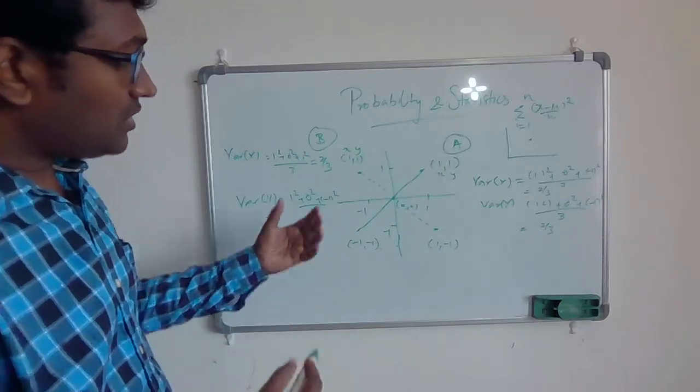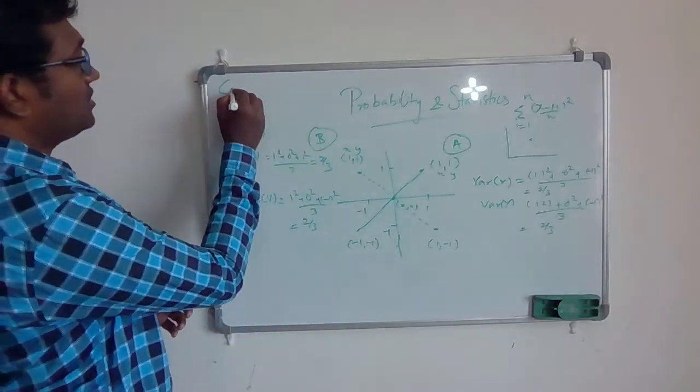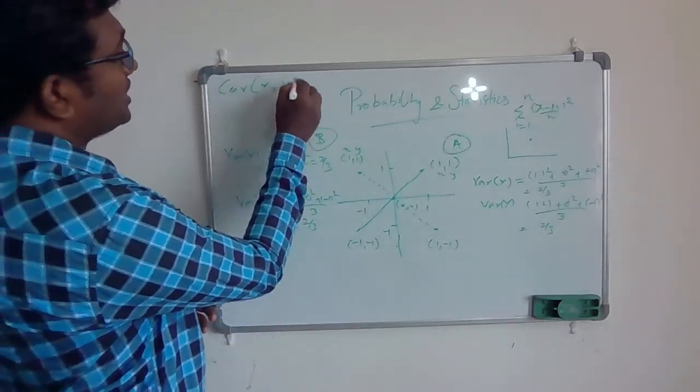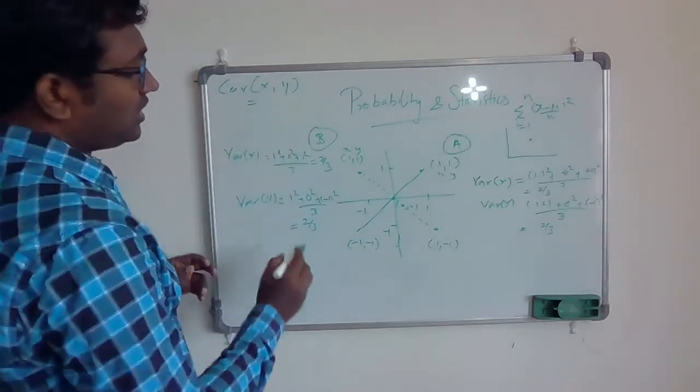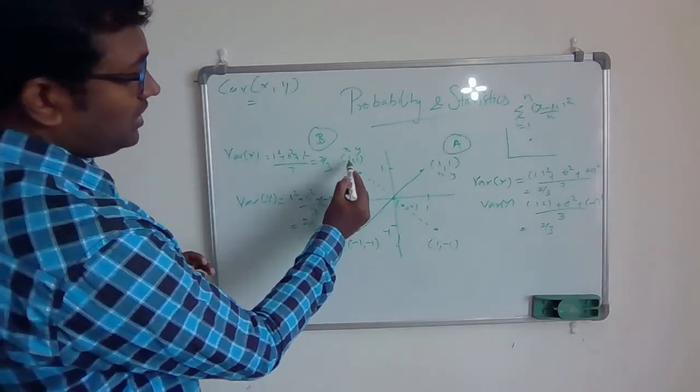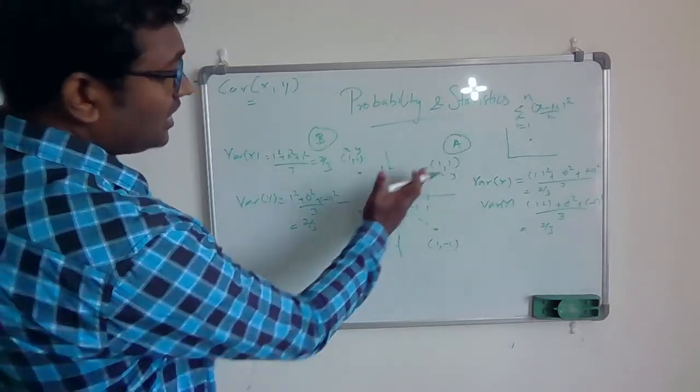So now, in order to solve this, we need to go for another concept called covariance. Covariance is the covariance between x and y. How do x and y vary together? So how do you calculate this? It's a product of the coordinates. Let's calculate it for this line first, and then calculate for this line.